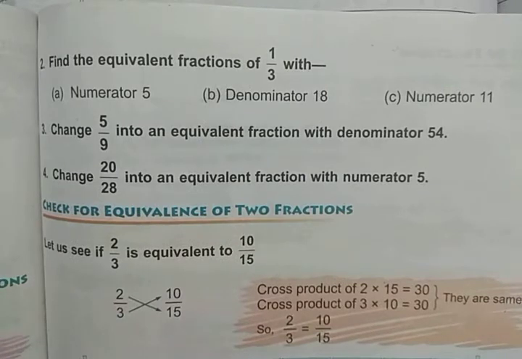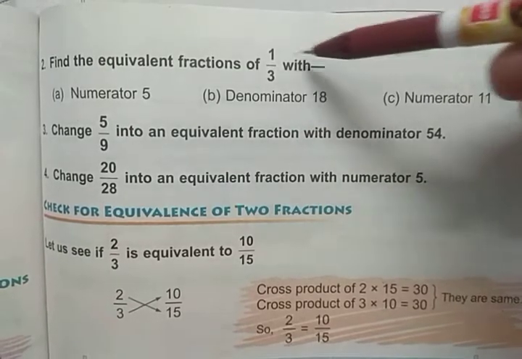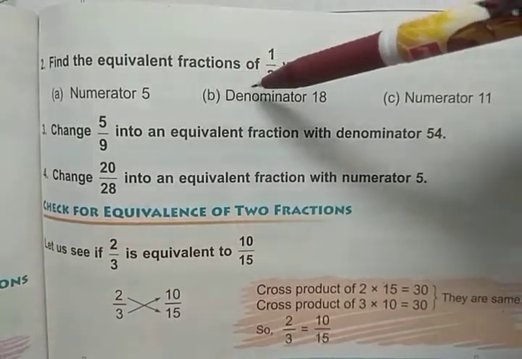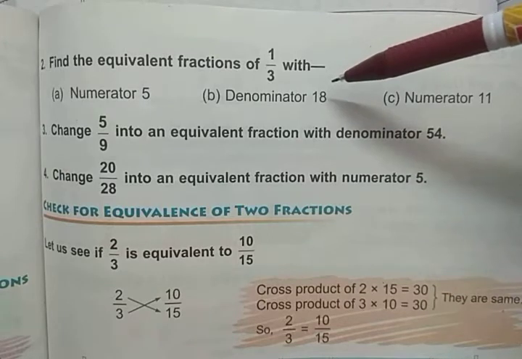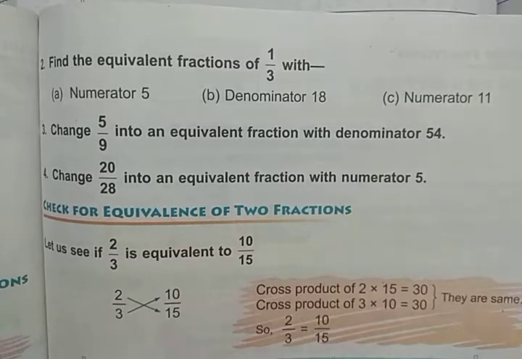Find the equivalent fractions of 1 upon 3. So we have to find the equivalent fractions of 1 upon 3. In the first part, the numerator 5 is given and we have to find the denominator. In the second part, the denominator is given and we have to find the numerator. And again in part C, we have to find the denominator because the numerator is given. So let us see how we can solve this question.